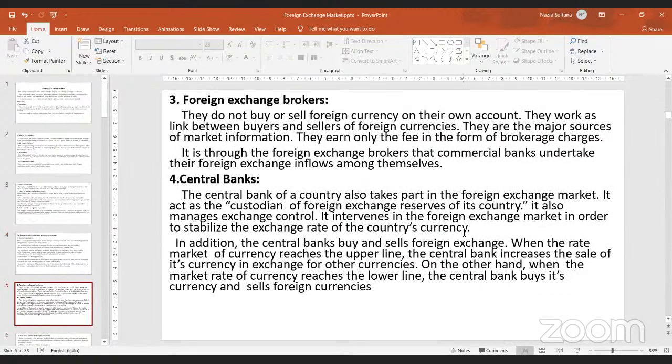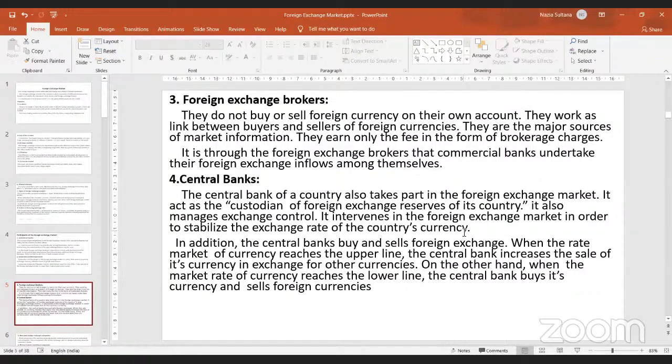Then you would have the foreign exchange brokers. Foreign exchange brokers basically buy foreign currency on behalf of clients. They don't buy on their own. They buy on behalf of clients, and they charge a brokerage fee. As I said, if the nature of the transaction is small, where you don't involve a huge amount of foreign money, then even banks will assign this work to foreign exchange brokers. So brokers will undertake the maintenance of foreign exchange inflows and outflows on behalf of banks and also on behalf of individuals.